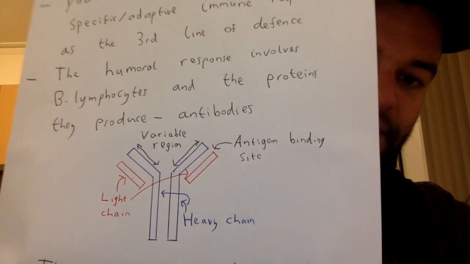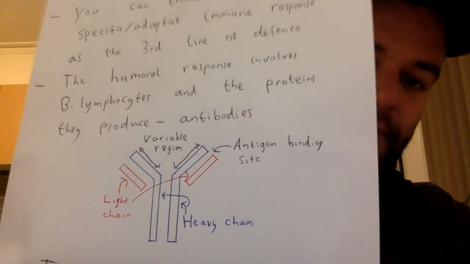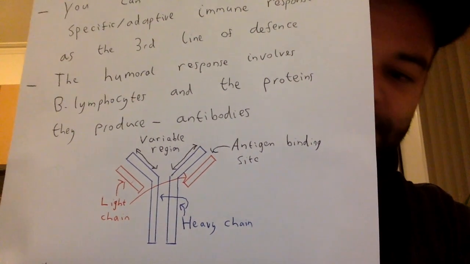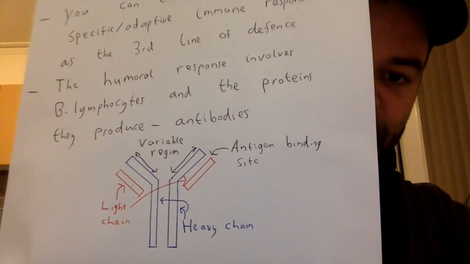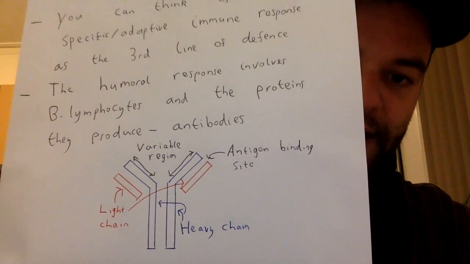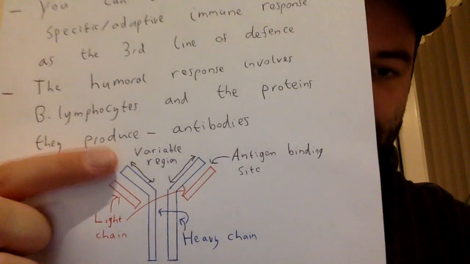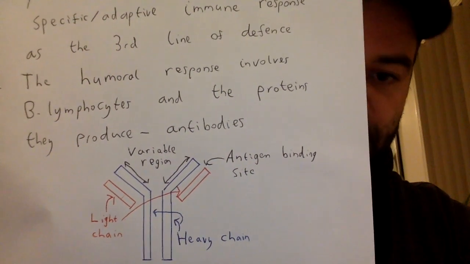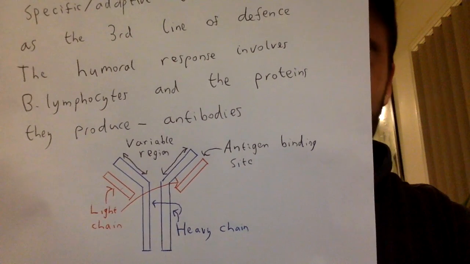But as you can see, they've got two heavy chains and two light chains. Towards the top of the heavy chains is the variable region, so the amino acids that make up that region will be different depending on what antibody it is. And they finally have an antigen binding site at the top of the two chains where they bind with antigens. Okay, so that's what an antibody looks like.